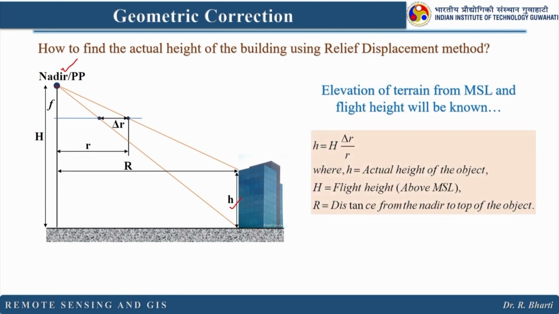So, you can use this equation, where h is the actual height of the object which we want to calculate, and capital H is the flight height above MSL, that is known to us, and r is the distance from nadir to the top of the object, right. So, this is the r. So, if you have all these parameters, you can easily find out the height of the building from a satellite image or aerial image, right.